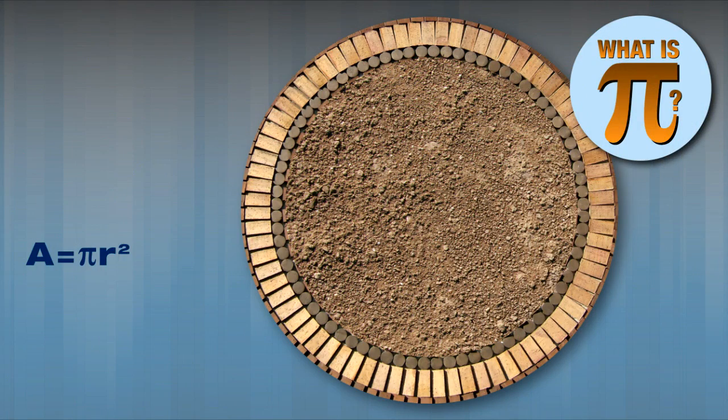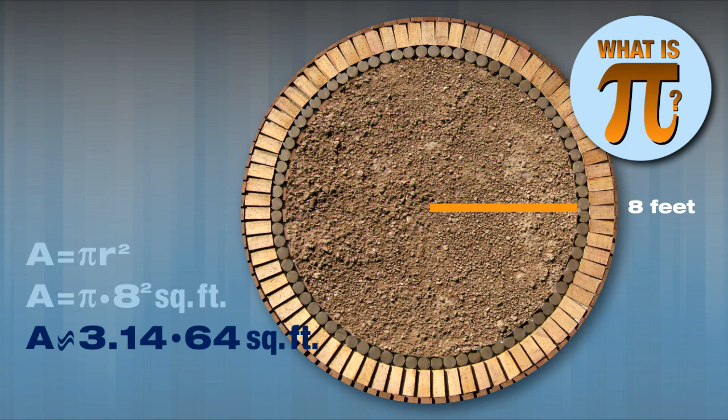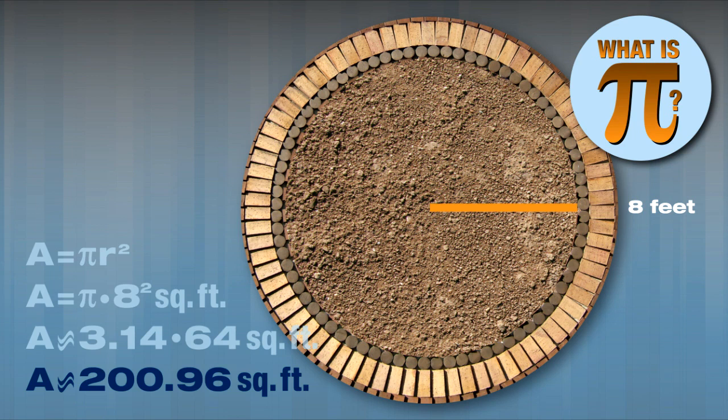Back to our garden. The radius is 8 feet, so the area is pi times 8 squared. That's pi times 64, or approximately 201.06 square feet.